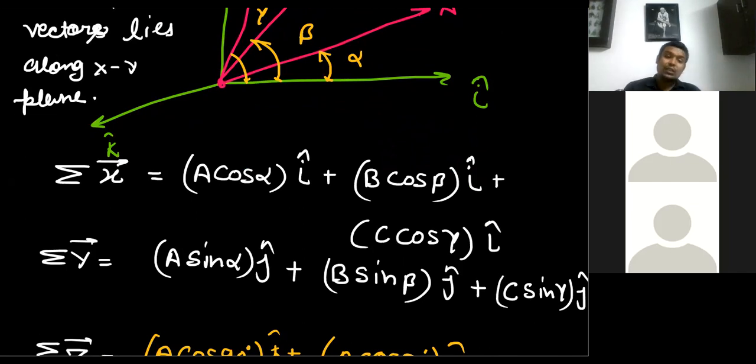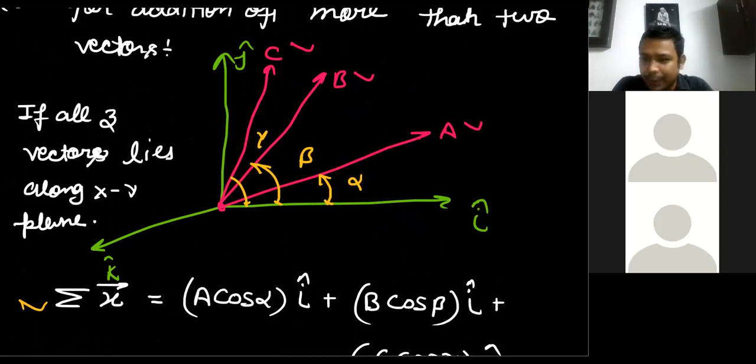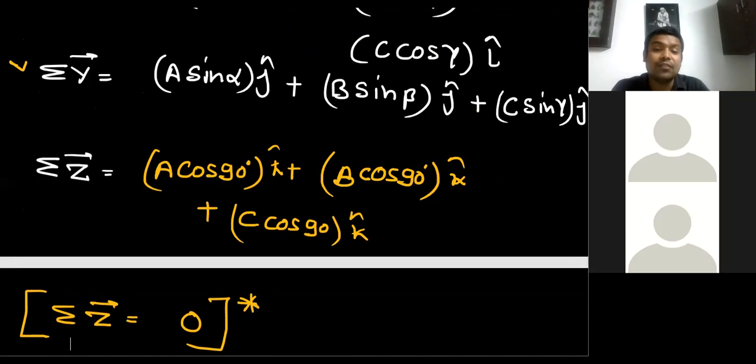Now, similarly, you get the y component. If all three vectors lie in the xy plane, and a vector makes an angle alpha from the x-axis, then it makes an angle 90 minus alpha from the y-axis. So cos of 90 minus alpha becomes sine alpha. Thus, the y component of the given vectors is A sine alpha j cap plus B sine beta j cap plus C sine gamma j cap. Clear, my dear friends?